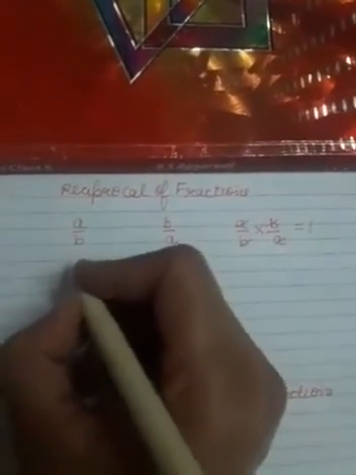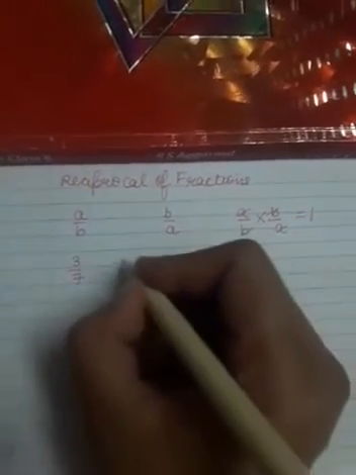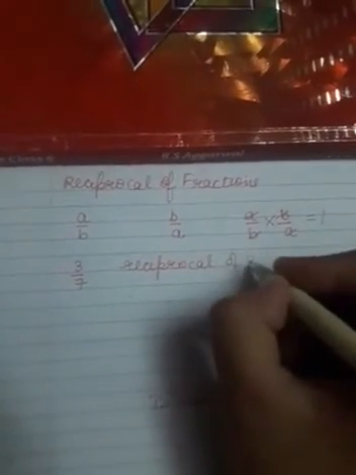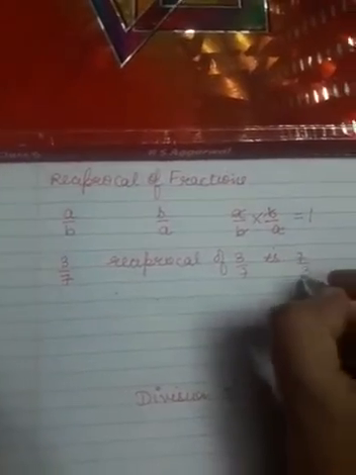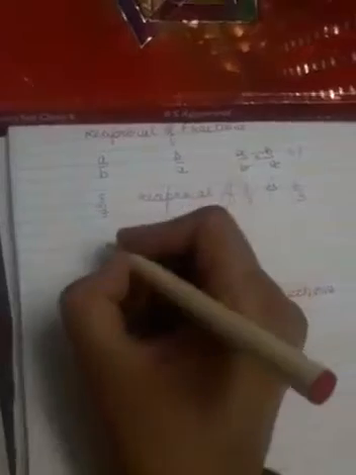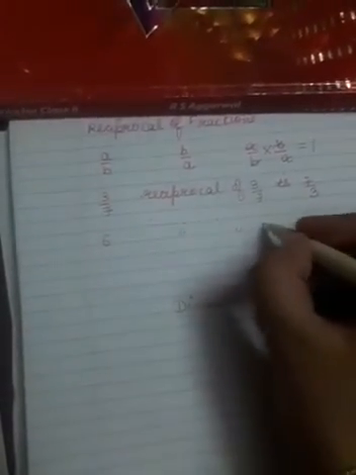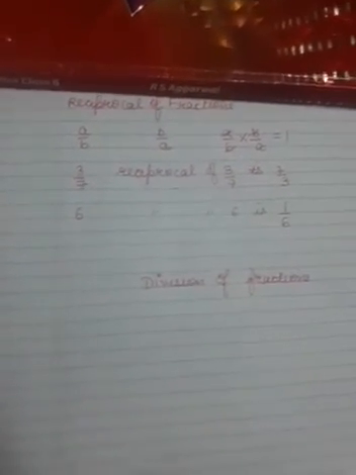For example, they say write the reciprocal of 3 by 7. The reciprocal of 3 by 7 is 7 by 3. We just have to write the opposite fraction. So this is very simple. If they say write the reciprocal of 6, the reciprocal of 6 is 1 by 6. Write like this. Okay. Next we come upon division.